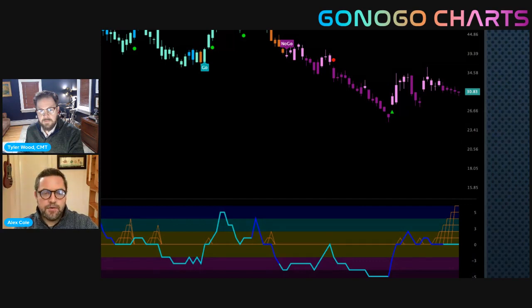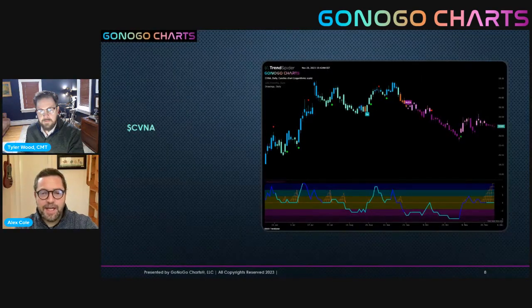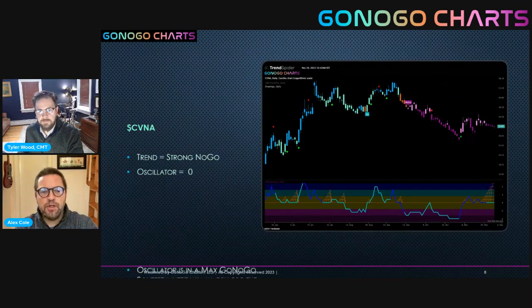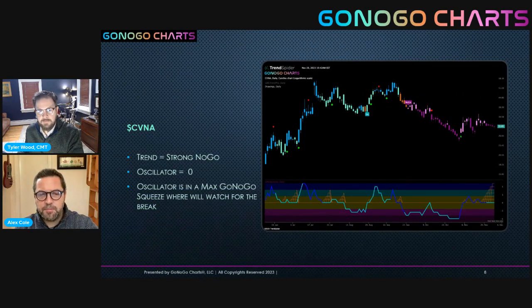What's the oscillator value? The oscillator is currently at 0. And that's very, very important because we can see, what can we see happening around that zero line? A building go-no-go squeeze, which is currently at its max. So as the oscillator has stayed at 0, that tells us we've had reduced volatility compression, very little directional momentum.